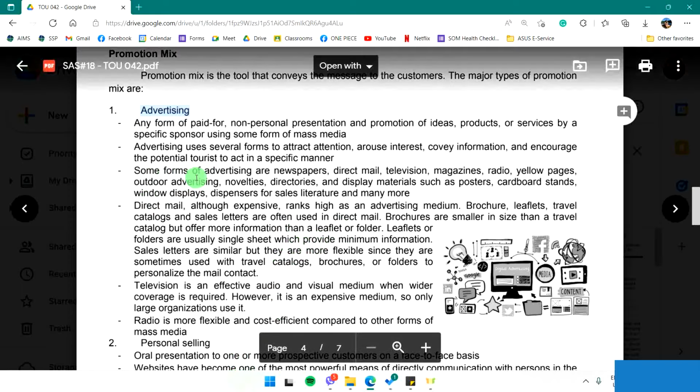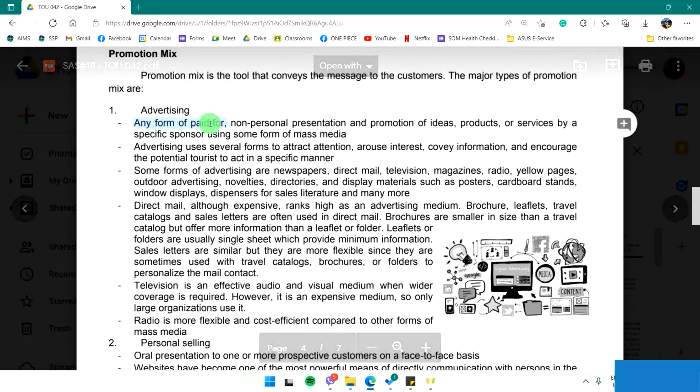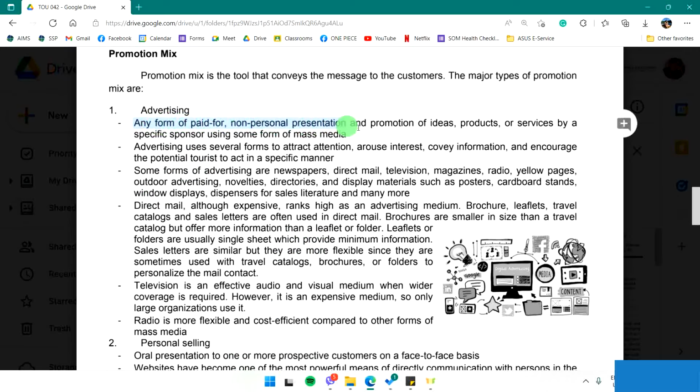And when we say advertising, ito po yung any form of paid for, non-personal presentation and promotion of ideas, products, or services by a specific sponsor using some form of mass media. We are using any types of platform that we can use in order for us to attract new customers, in order for us to deliver our message to our receivers.